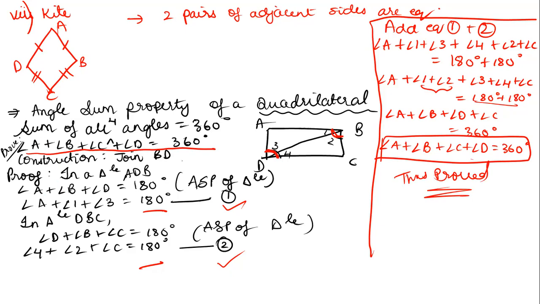So what did we do? First we did a small construction, that is, we joined D to B. Then we applied the angle sum property of a triangle in both triangles ADB and DBC, and then we just added these two equations, and that's how we got angle A plus angle B plus angle C plus angle D. Clear? I hope this was clear to you. I hope you guys understood it, right? Great. So now we are going to move on.